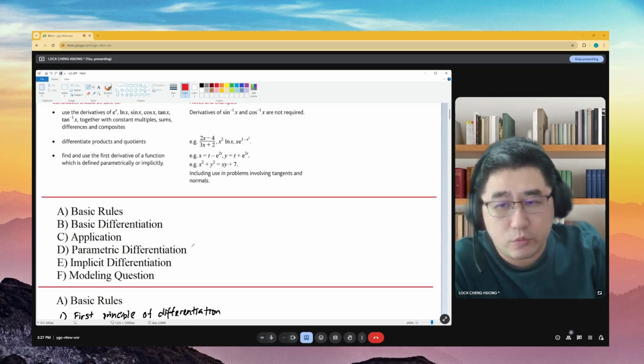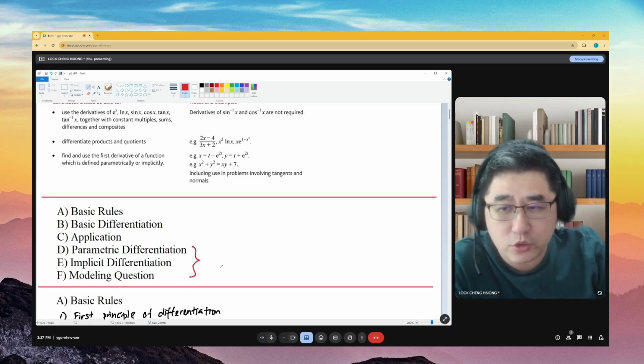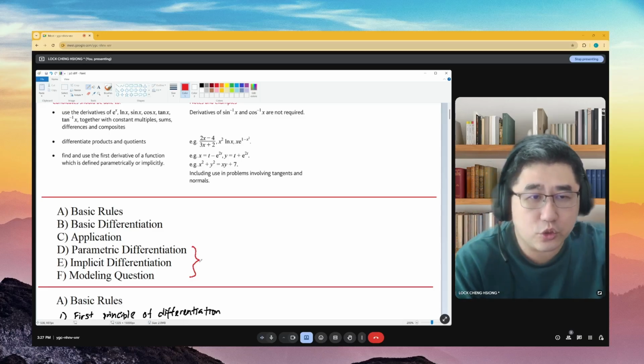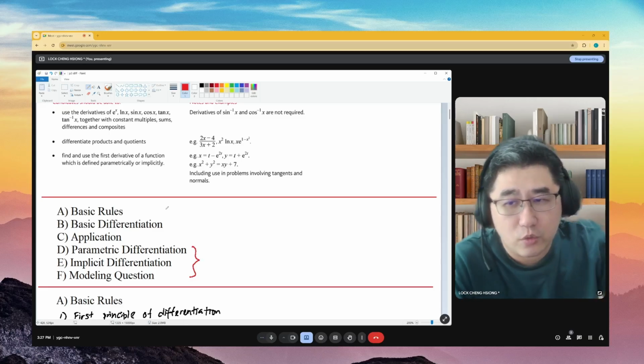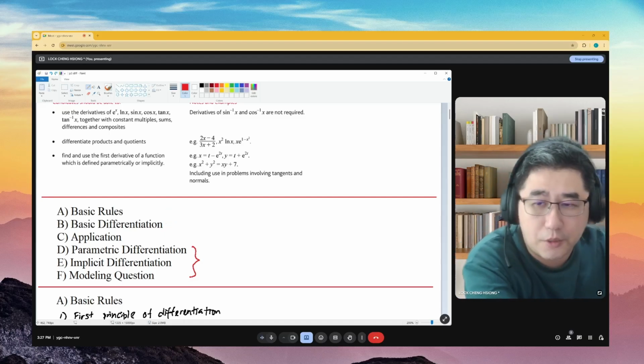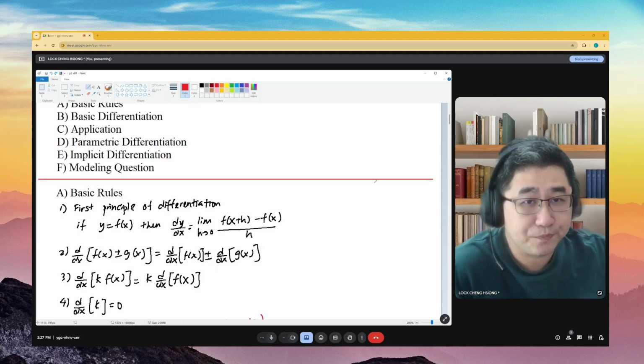For your P3, we will focus on these 3, which are parametric differentiation, implicit differentiation, and the modeling question. That means in order for students to take care of these 3, we will expect students to know the fundamentals, which is the basic rules and basic differentiation. So let's go through the rules again.